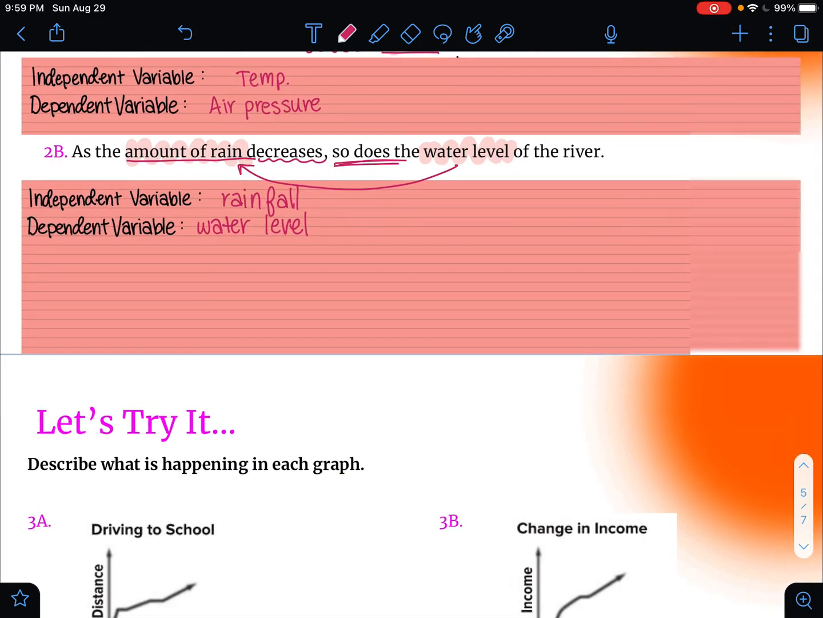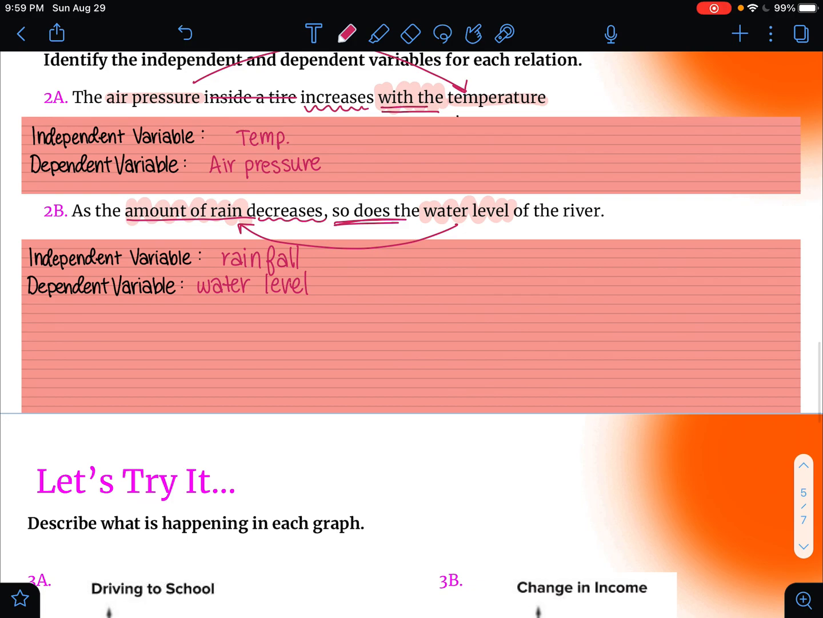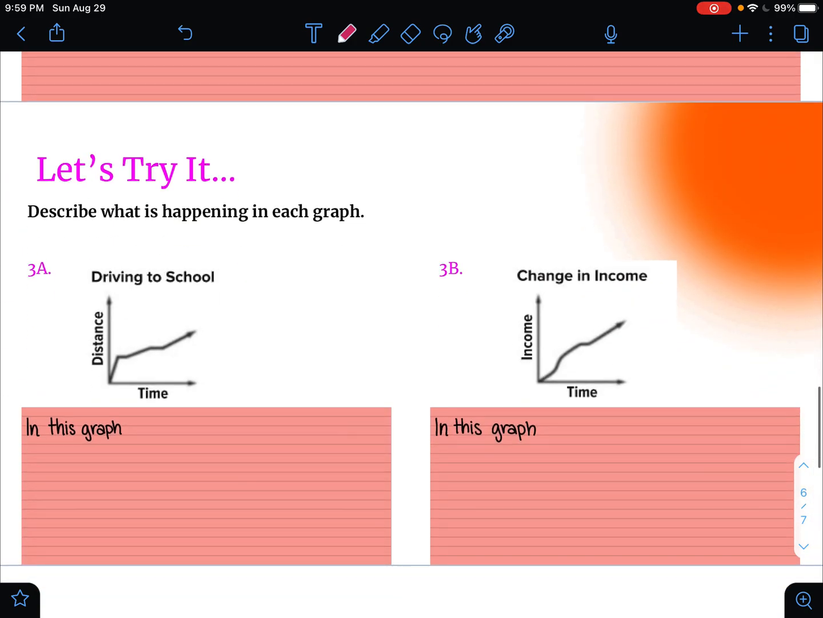And so you just have to kind of think of them in real life scenarios, and it makes it a lot easier. Okay, so we're moving on to the third Let's Try It.